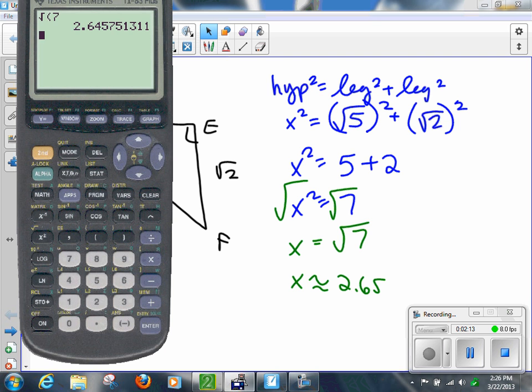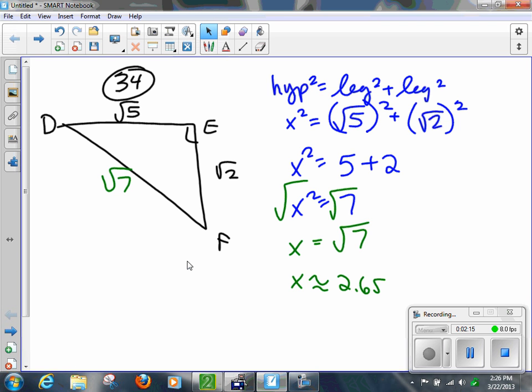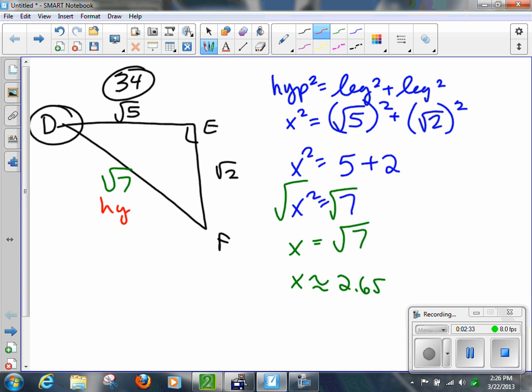And then we've got to find an angle. Which angle do you want to find? It doesn't matter. You can find D or F. I'm going to find D. Okay? Here we go. Angle D. With respect to angle D, I've got my hypotenuse, I have the opposite and I have the adjacent, correct?